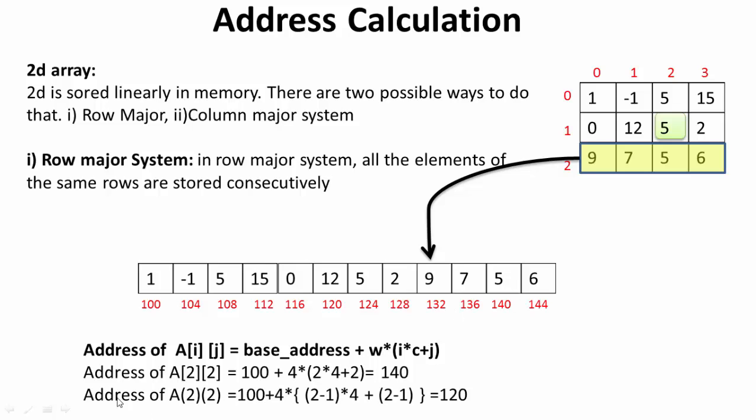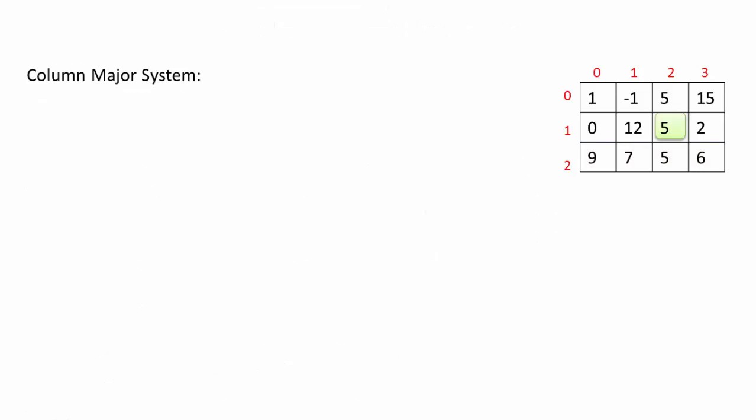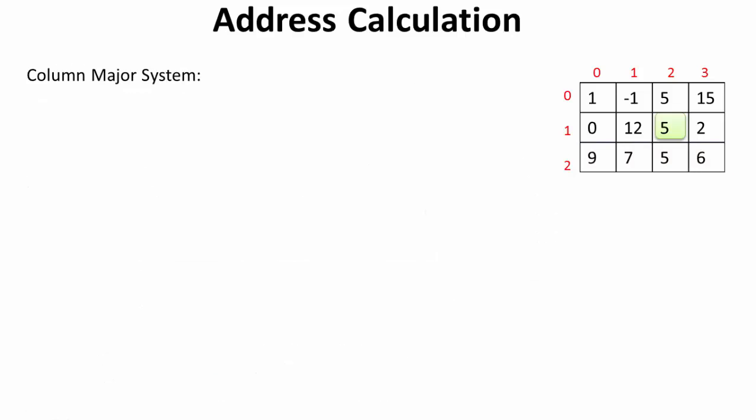Now if it's given like this, A in parentheses 2 and 2, it means that we will be finding the address of the second row and second column, but those are not the indices. So we need to convert these into indices, because this formula always takes indices. So we will be subtracting 1 from each, you can see here, and after that we will be getting 120, that is this.